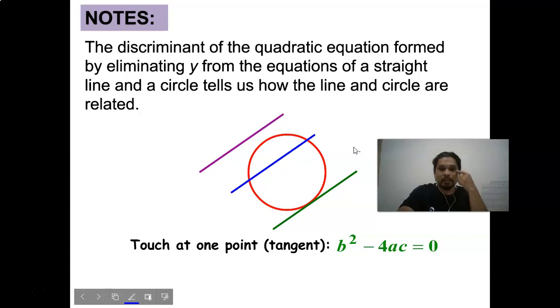Okay, touch at one point, a tangent. So when the line touches at one point, b squared minus 4ac equals 0, and this is called a tangent of the circle.